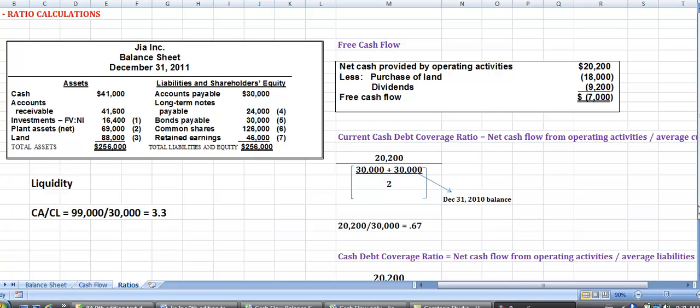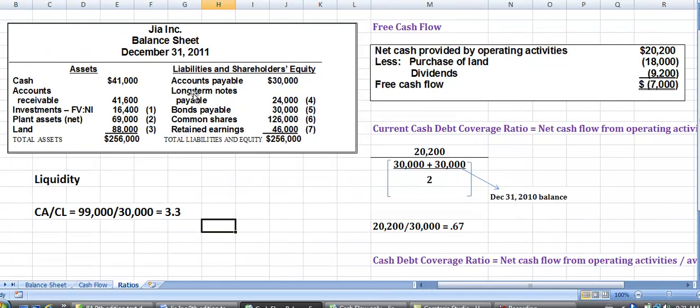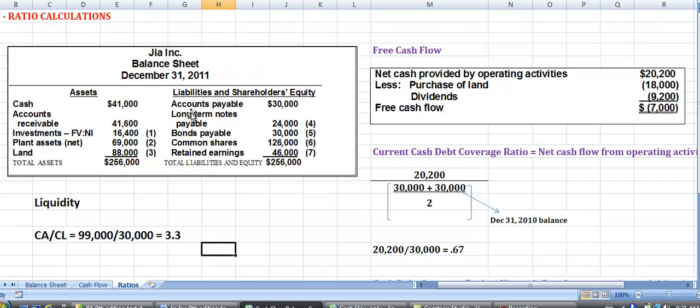Hi folks, welcome to this presentation on using the data that we calculated for the statement of financial position, or the balance sheet, and the statement of cash flow in order to help us calculate ratios for this problem. So let's begin. On the left-hand side I've got the GIA balance sheet, or statement of financial position, that we had worked with in a previous video, and we came up with that balance sheet at the end of 2011.